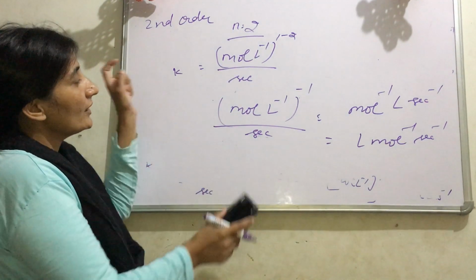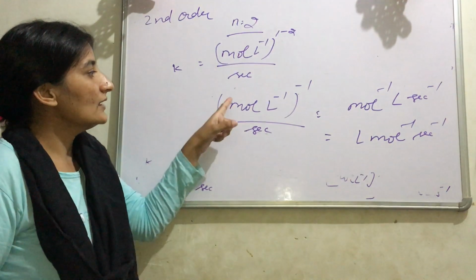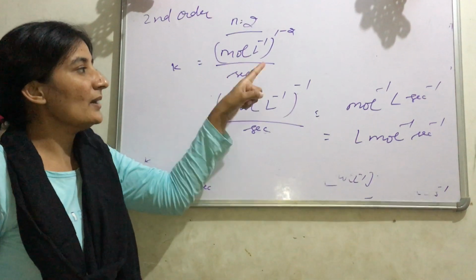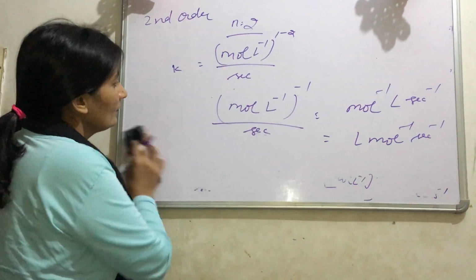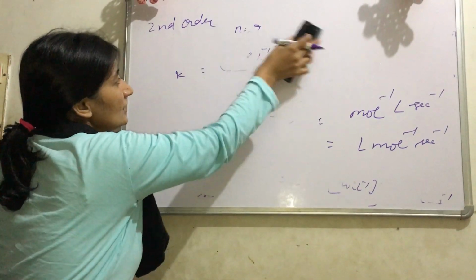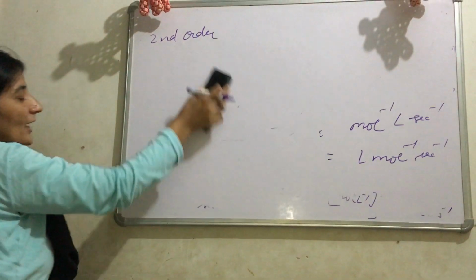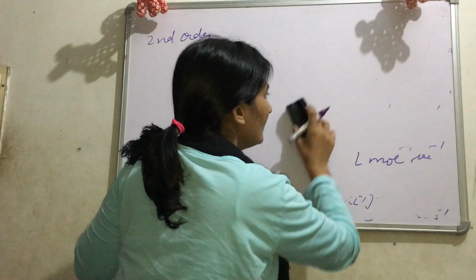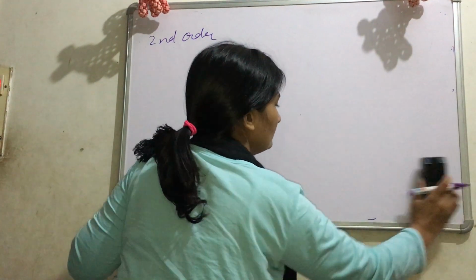Clear? If nth order is given, then you have to write concentration to the power 1 minus n divided by time. That will be the unit of K. Simply you have to put the value of n and you can obtain the unit of K.